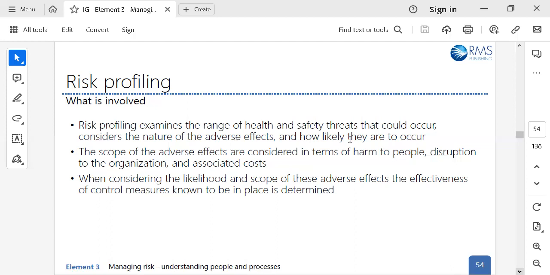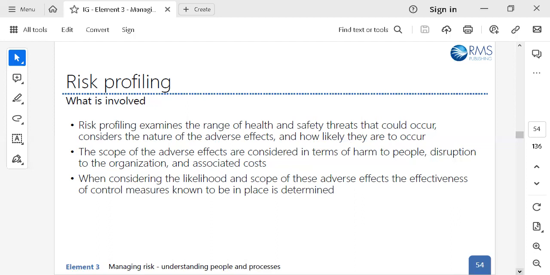Okay. So risk profiling examines the range of health and safety threats that could occur. Consider the nature of the adverse effects of the threats and how likely they are to occur. Then the scope of the adverse effects is considered in terms of harm to people, disruption to the organization, and cost. When considering the likelihood and scope of these adverse effects, the effectiveness of control measures known to be in place is determined, because risk profiling is a broad picture. In this, we will determine the risks or threats in the whole organization. We will identify the threats and categorize them as a whole, then prioritize them and give the control measures.